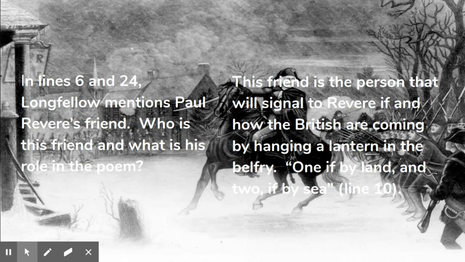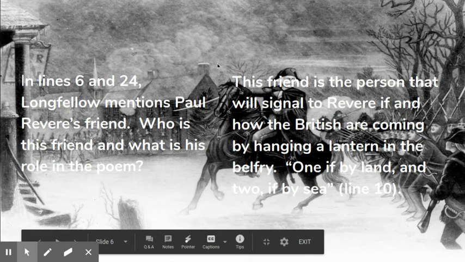His friend is the person that is assigned to signal Paul Revere. So he's letting him know if and how the British are coming by hanging a lantern on the belfry, one if by land and two if by sea. That line comes from line 10 of the poem. See how it refers directly back to what you read in the poem. That's what we're looking for. Text-based evidence. They even indicated the line when they said one if by land, two if by sea, line 10. So let's go on to another question.